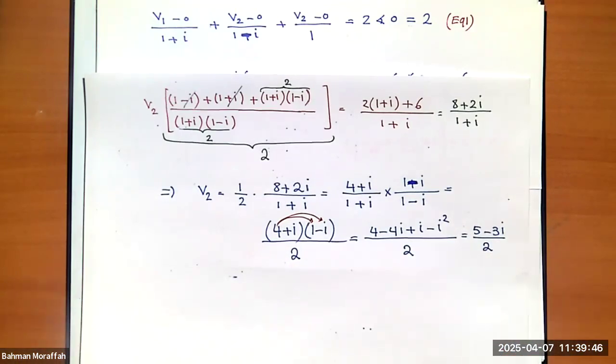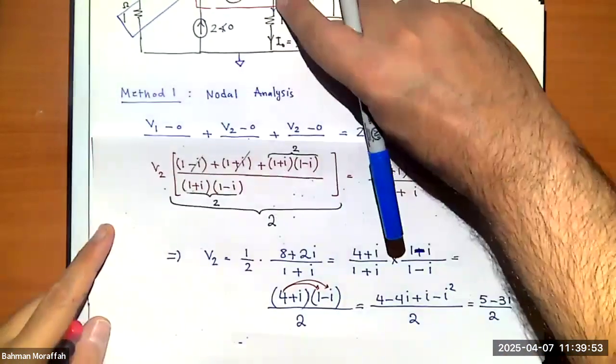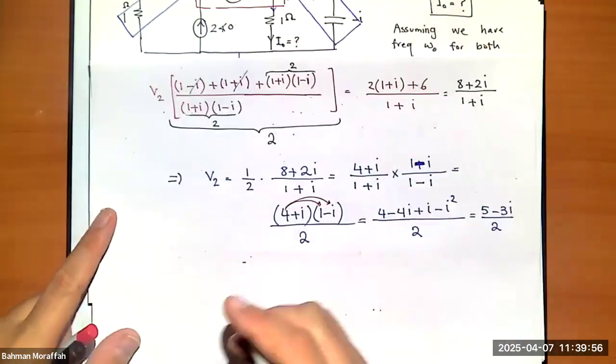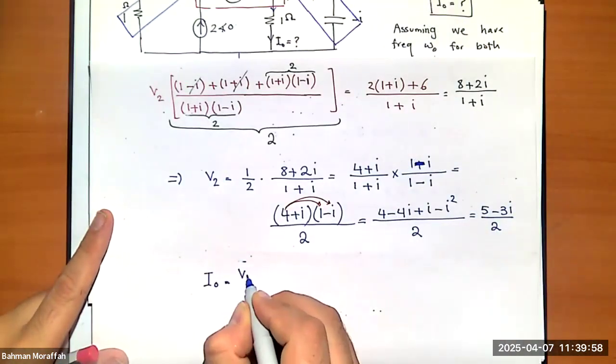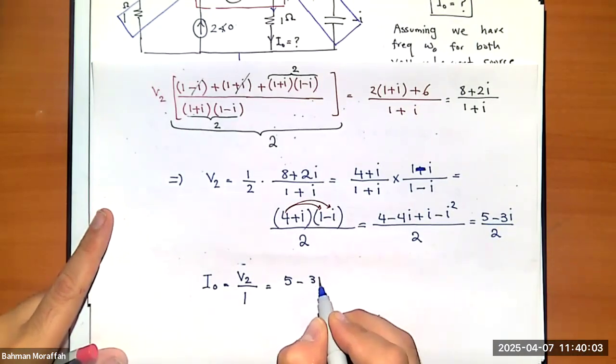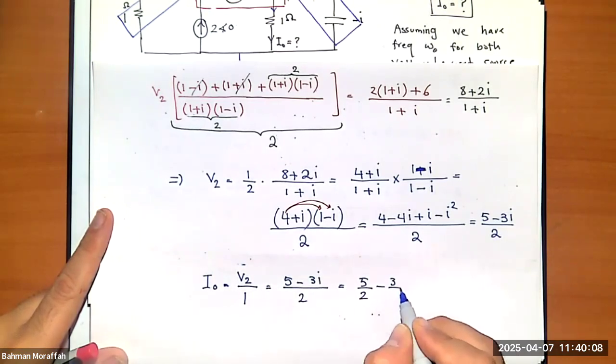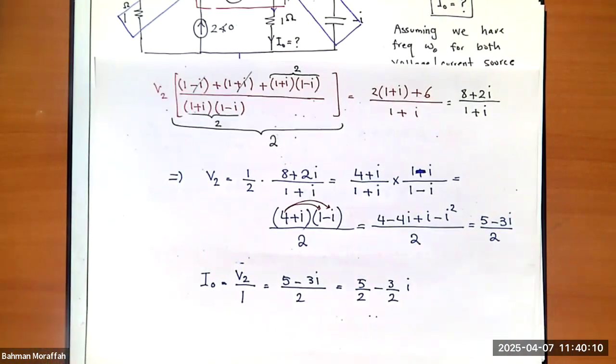Right? As soon as I know V2, what is I naught? Remember, I naught is V2 divided by 1. So I naught is V2 divided by 1, which is 5 minus 3i divided by 2, or 5 over 2 minus 3 over 2 i. Right? Now I have to convert it back to time domain. Right? What do I need to convert this to time domain?